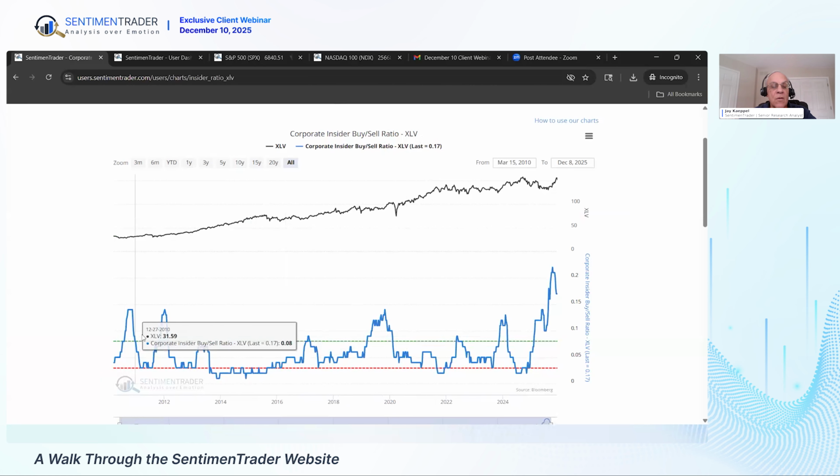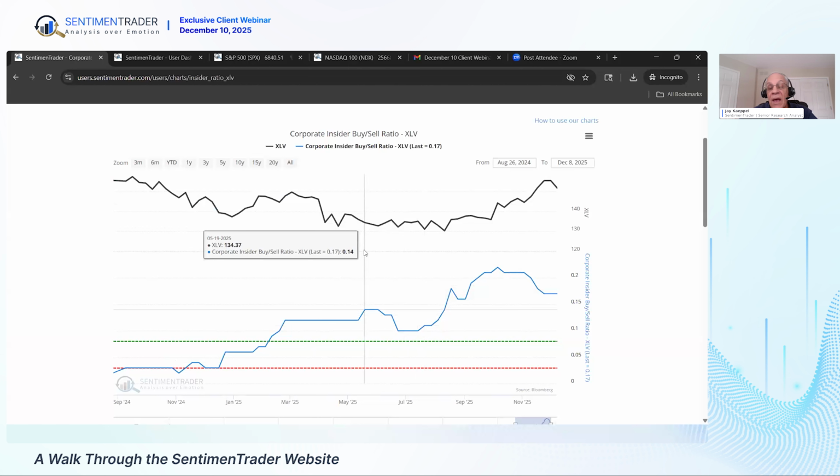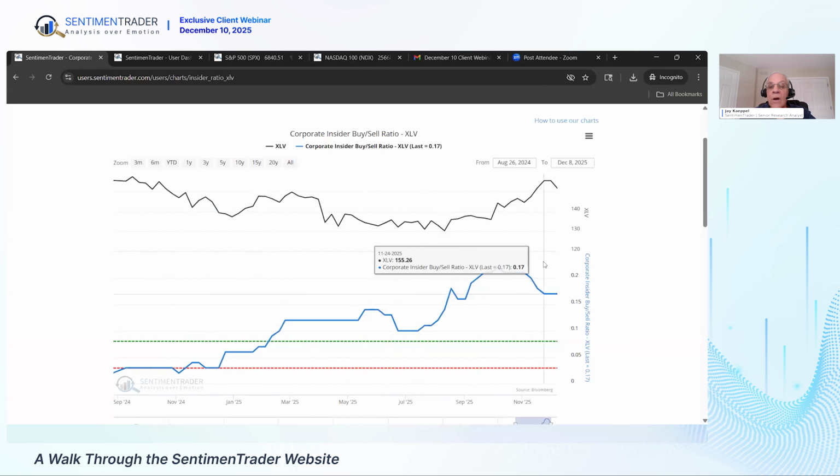We saw some huge buying back here in 2010, 2012, and then a long bull market. Pretty good bull market here. We saw some buying that hasn't really panned out. And then what happened this year? Everybody's talking about what a dog healthcare is, and it was. It was definitely a laggard all year. But what was the smart money doing? They were loading up, and now what's happened in the last couple of months?